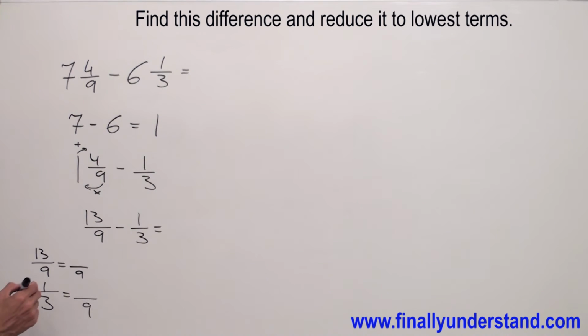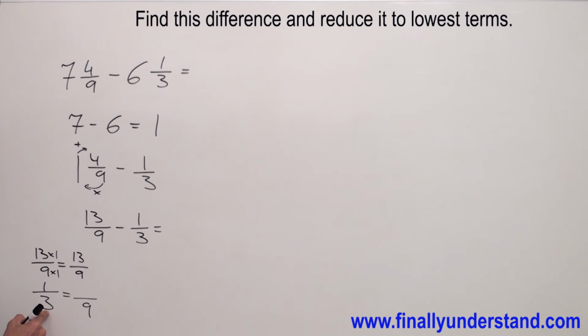So let's find the numerators for the new fractions. By what number do I have to multiply 9 to get 9? I have to multiply by 1. And whatever I did to the denominator, I have to do also to the numerator. Times 1. 13 times 1 gives me 13.